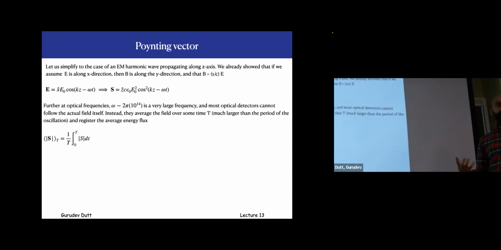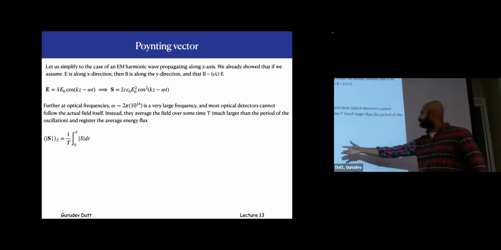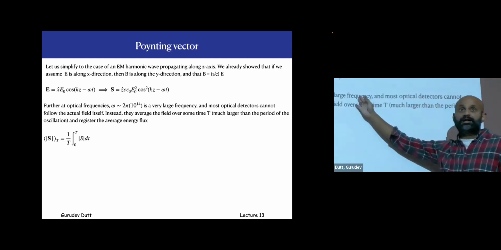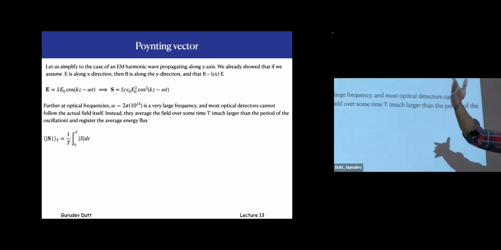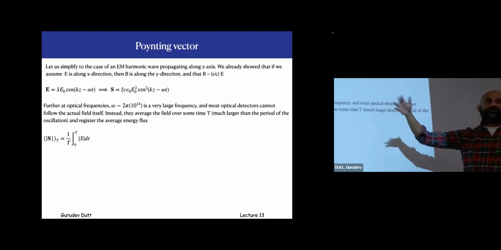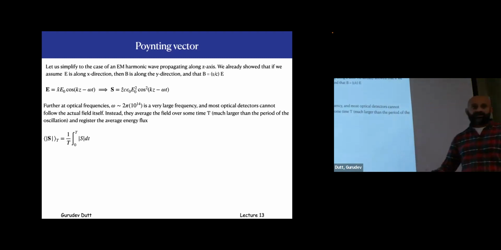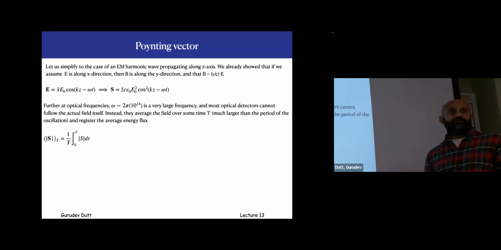And furthermore, we're now going to make a clear physical approximation, which has nothing to do with the definition of the Poynting vector, but has to do with the fact that at optical frequencies, omega, the frequency of light, is approximately 2 pi times 10 to the 14. That's a very large frequency. Even if you take 400 nanometer light versus 800 nanometer light, it'll just change the number in front of us. That factor of 10 to the 14 is still there. So most optical detectors cannot follow the field directly, they can't respond directly because it's such a large frequency.